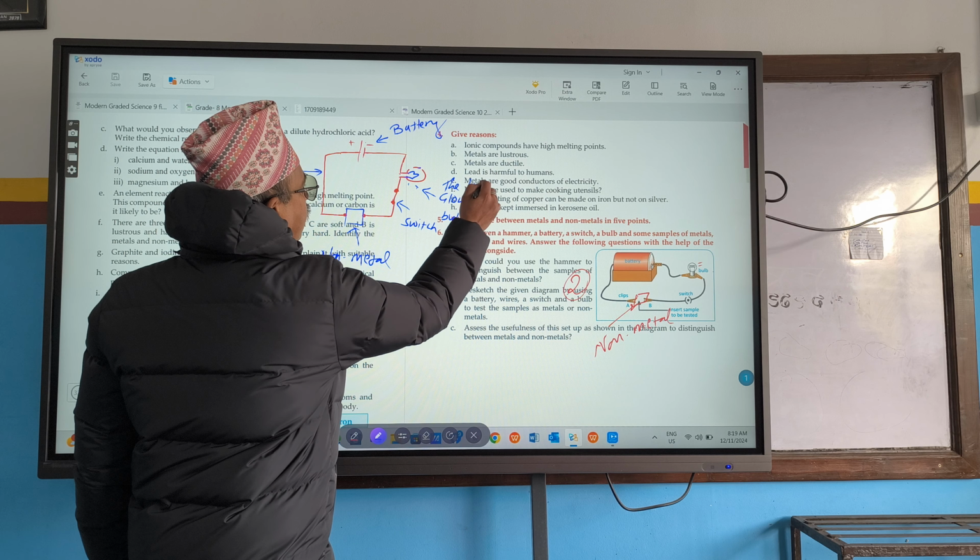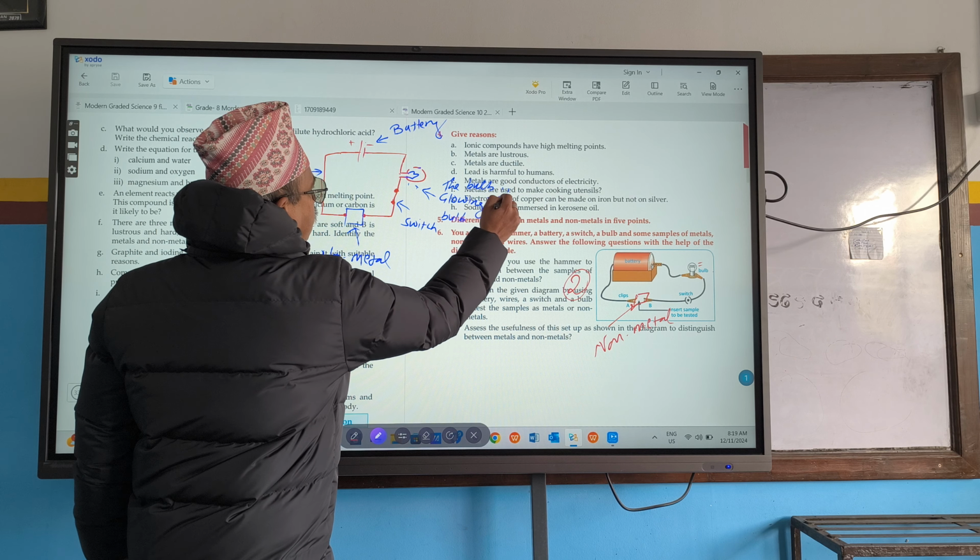The bulb is not glowing. The bulb is not glowing here. In this way, we have to draw two diagrams. Through metal, current passes, that's why it glows. Through non-metal, the current doesn't pass, so it doesn't glow. Right? In that way, you have to draw two diagrams in question 2.